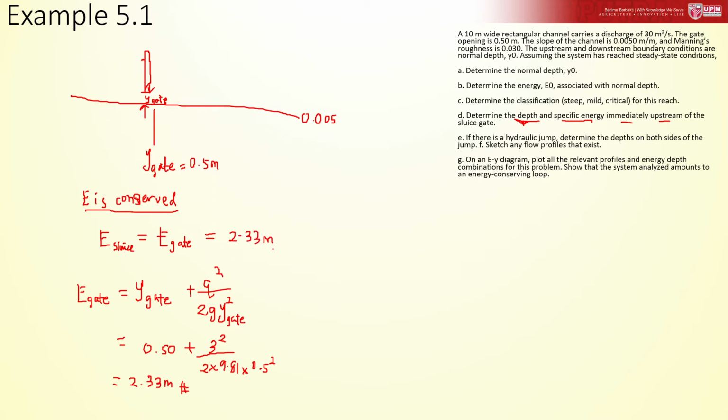Okay, so since energy is conserved, you know that you will have an alternative depth. The formula for calculating alternative depth is not something new for you. You can search from the previous video and also from the textbook. I think from chapter 2.